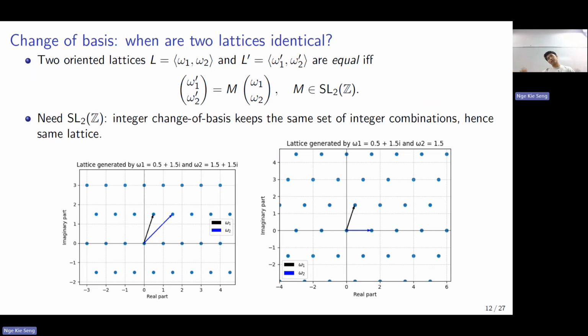Means 5 omega 1 plus 2 omega 2 equals omega 1 prime. Convert into linear algebra, it says that we need to have a matrix which is an integer matrix and it is invertible. Because you cannot only have the first represent the second, you also need the second to represent the first. You need to be able to invert the integer matrix back to the other side. So this is an example. These are the two different omega 1 and omega 2, but they form the exact same lattice.